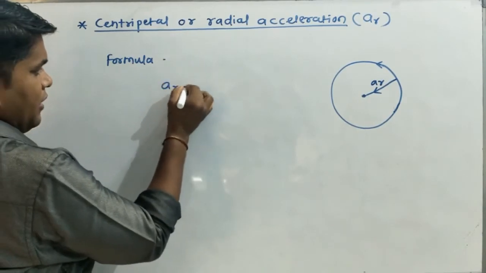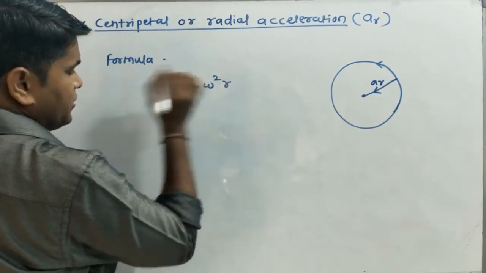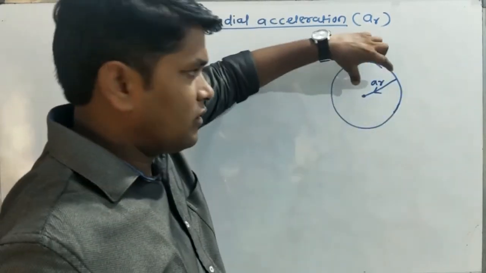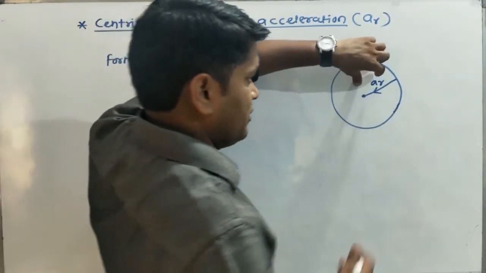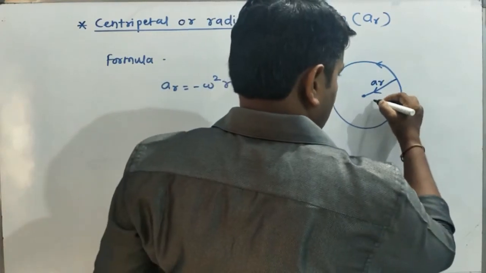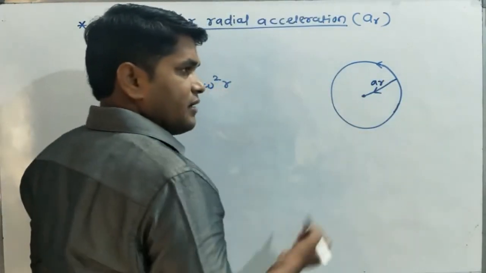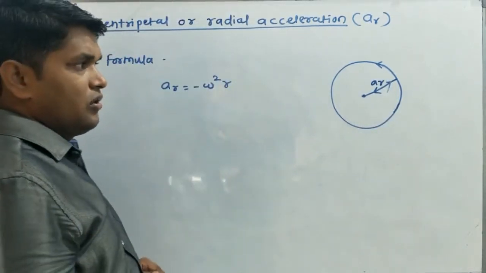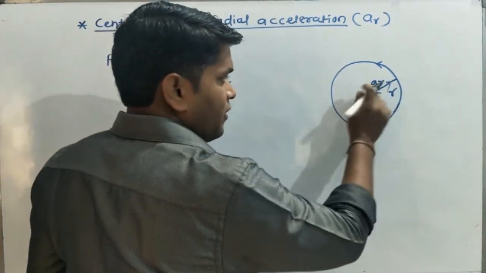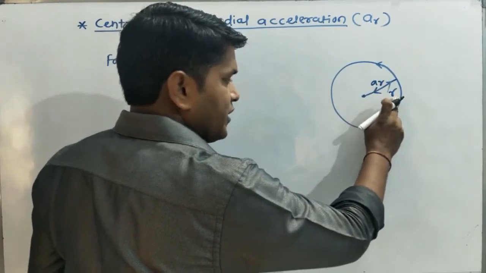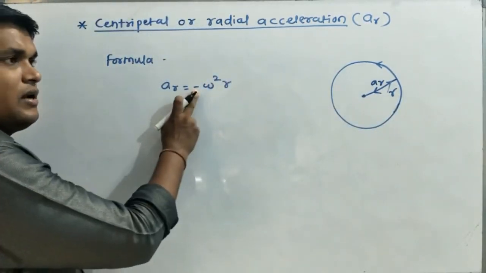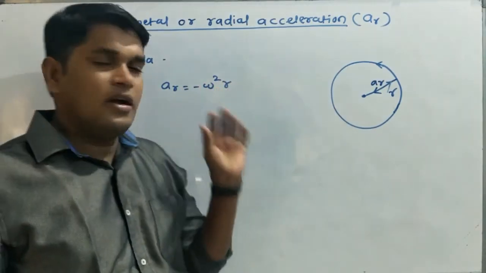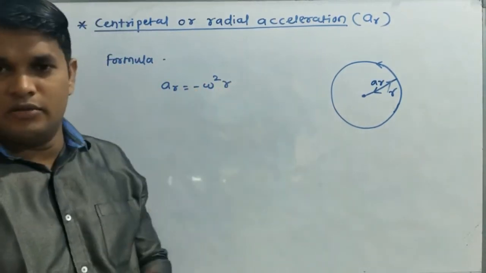Formula: AR is equal to minus omega square R. Here, why do we take the negative sign? If we consider this is the direction of acceleration, then what is the direction of the radius vector? It is always away from the center of the circle. So the direction of acceleration and radius vector are opposite, so here we get the negative sign. Understood? Acceleration and its direction are opposite, that is why the negative sign came.